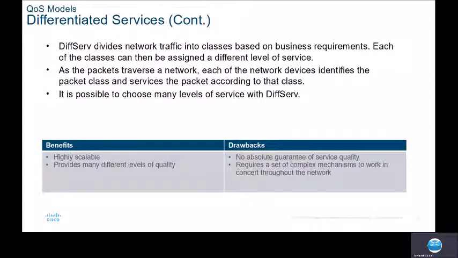It divides network traffic into classes based on business requirements. Each of the classes can then be assigned a different level of service. As the packets traverse a network, each of the network devices identifies the packet class and services the packet according to that class. It's possible to choose many levels of service with differentiated services. So the benefits: it's highly scalable and provides many different levels of quality. Drawbacks: there is no absolute guarantee of service quality, and it requires a set of complex mechanisms to work in concert throughout the network.